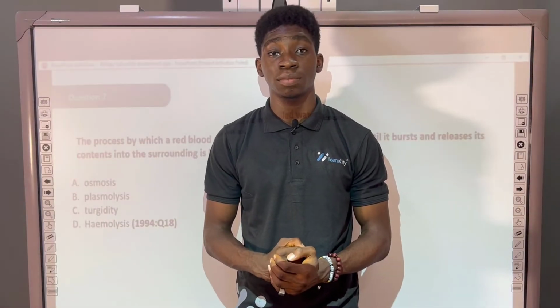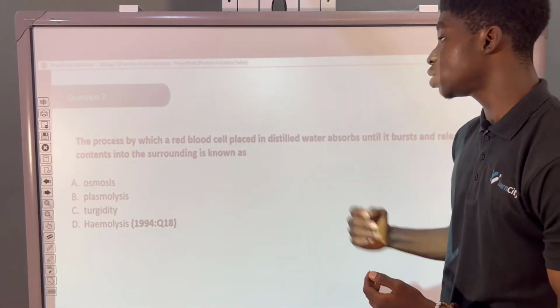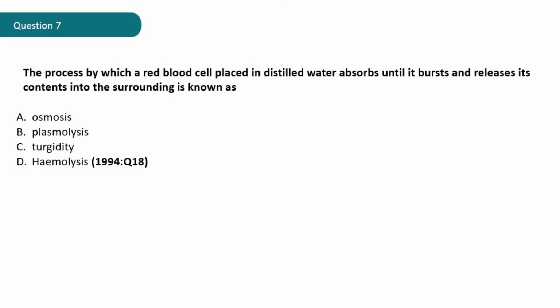Question 7. The process by which a red blood cell placed in distilled water absorbs until it bursts and releases its contents into the surrounding is known as A. Osmosis, B. Plasmolysis, C. Turgidity, D. Hemolysis. That question is found in the year 1994, question 18.